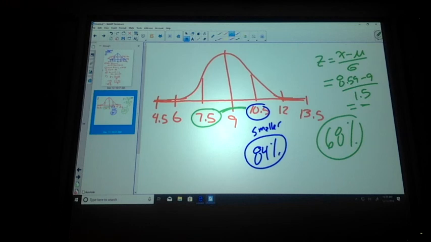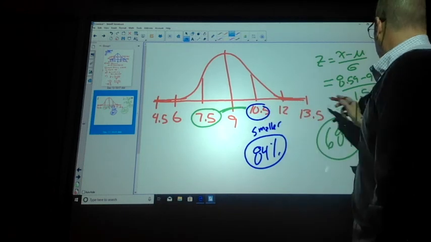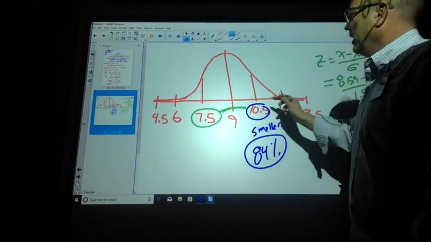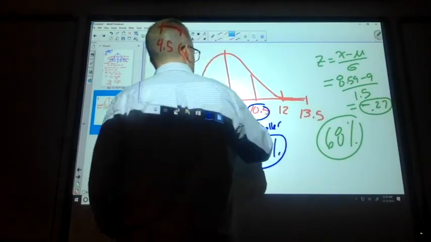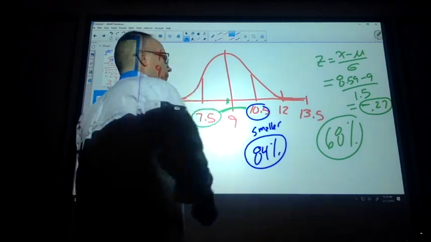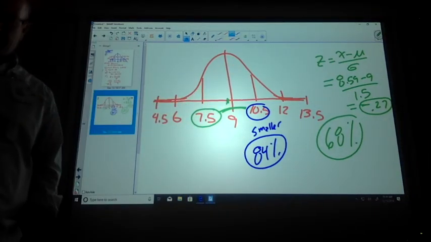So 8 point... How much? 0.27. So a person who has that particular shoe size is negative 0.27 away. So we're talking like here. Does that make sense?